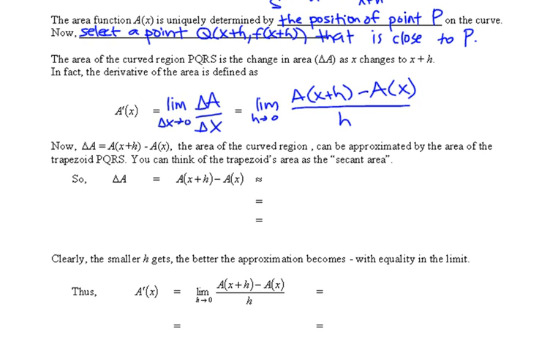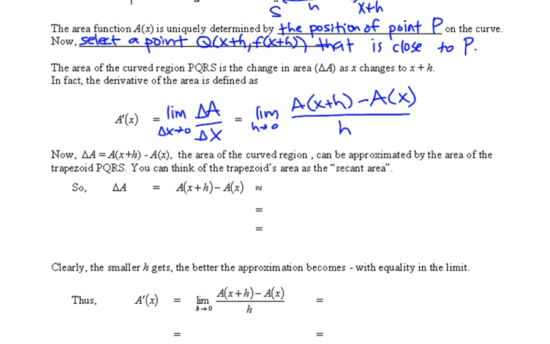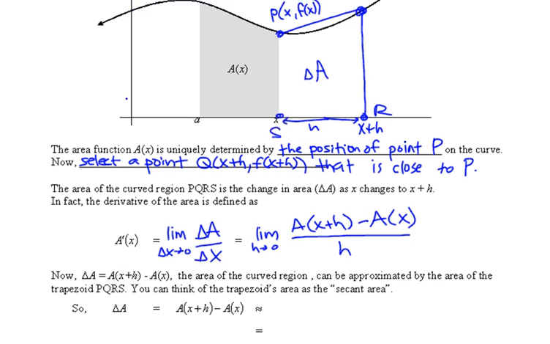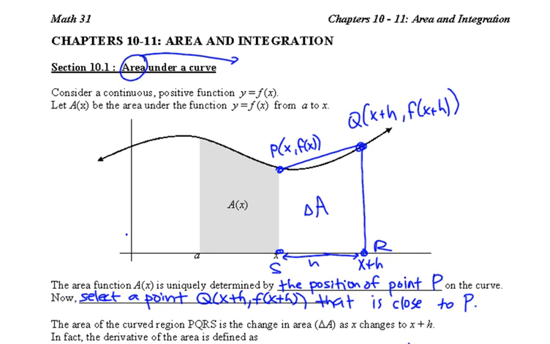So now, change of A, or change of area, would be area under x plus h minus area under x. If you think about it as this area, take away this area, you'll be left with your change of area. So here, the area, we always go to the x-axis, so the area under x plus h minus the area under x gives you your change of area.